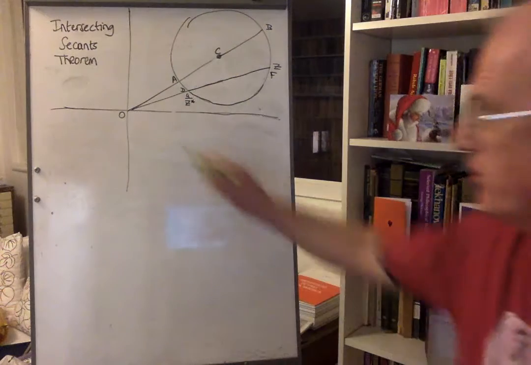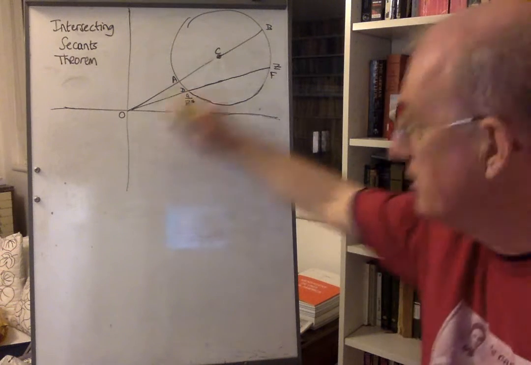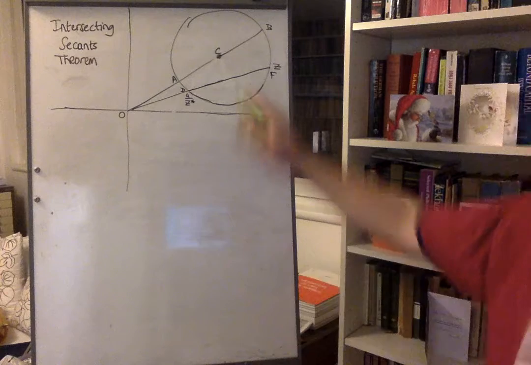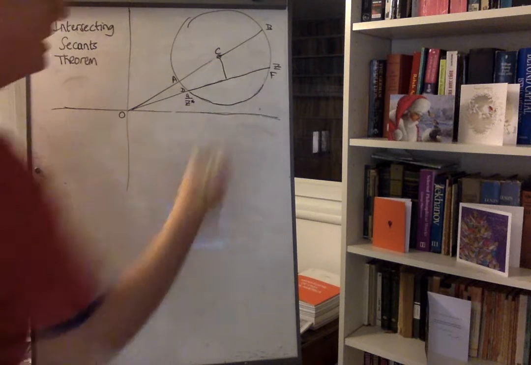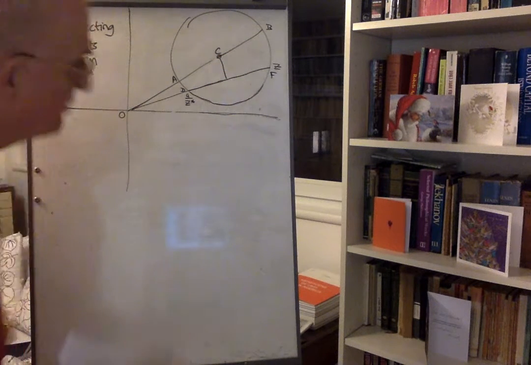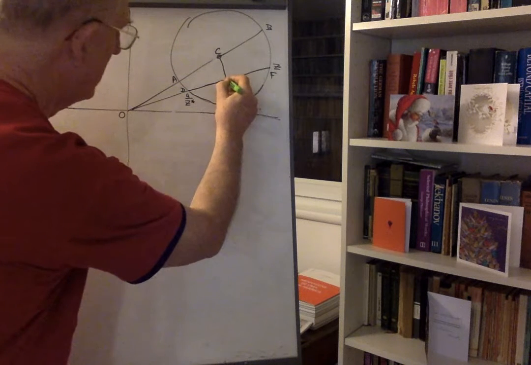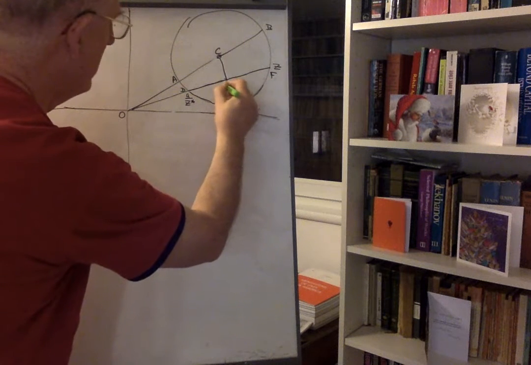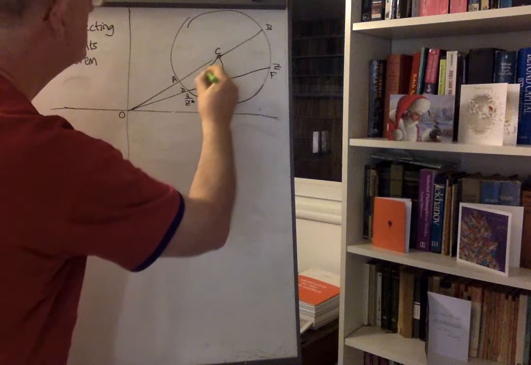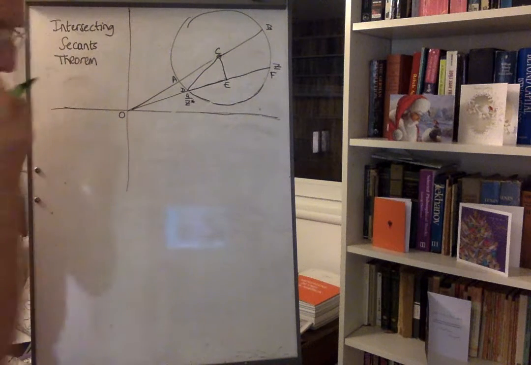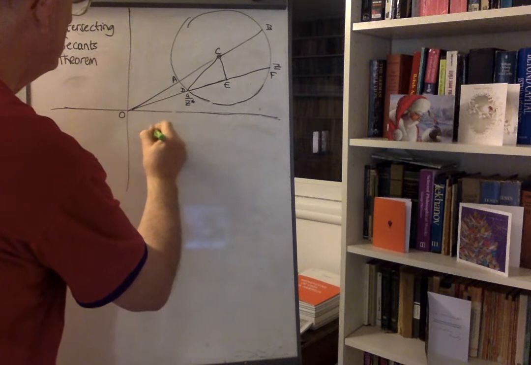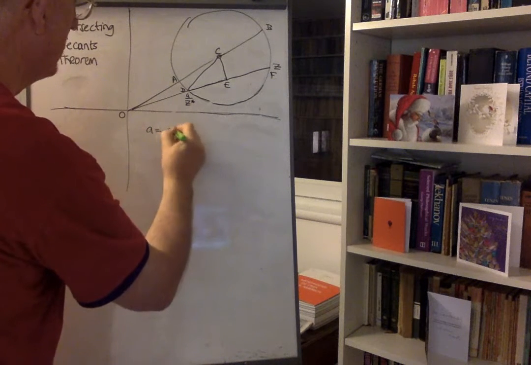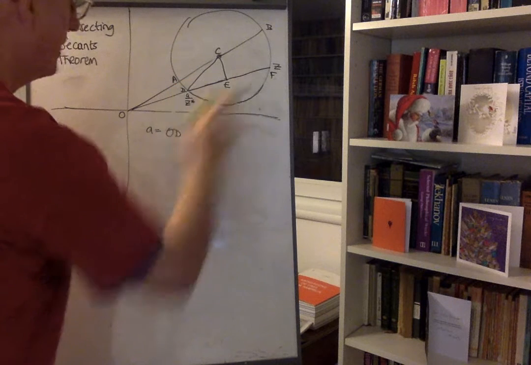Okay, so here's the pole outside the circle. There's the centre. And I put in a few letters to help me. I will now put in a perpendicular from the centre to this line DF. Call that E. And I'm going to write in that line there. Okay, right. A is equal to the length of OD times the length of OF.